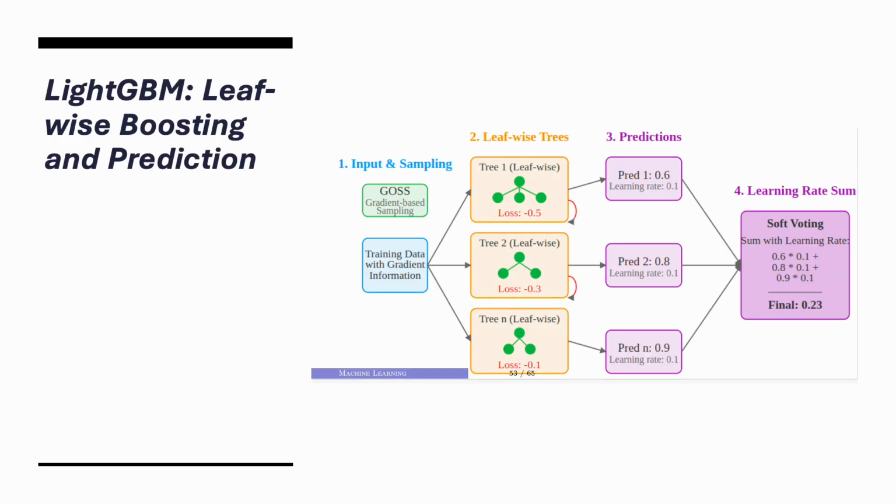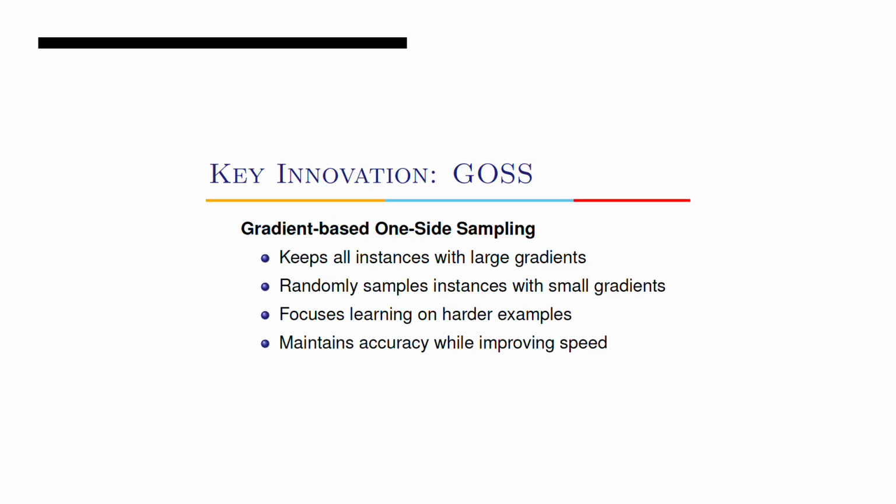There's another one which is called LightGBM, which is leaf-wise boosting prediction. Again, this is another enhanced model. Previously what we did was tree-wise, but over here we'll do tree-wise and leaf-wise and sequential. And this is gradient-based sampling. That's another key innovation, which is called GOSS, gradient-based one-side sampling. Again, you can read through this. The objective is to maintain accuracy and give you faster results and things like that.